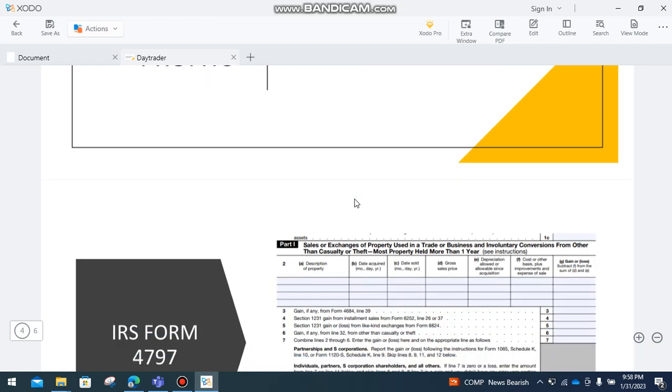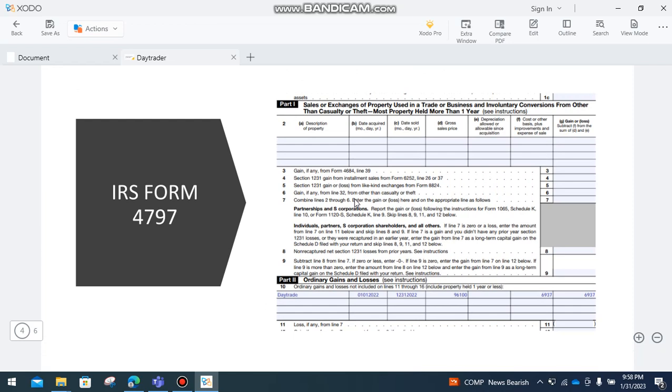Now, the 4797 is a form that you use if you sell or dispose of your business property. Since you're a day trader and you're in the business of buying and selling, you will have to put this on the IRS Form 4797. And what you do is put it in Part 2, where it says ordinary gains and losses.